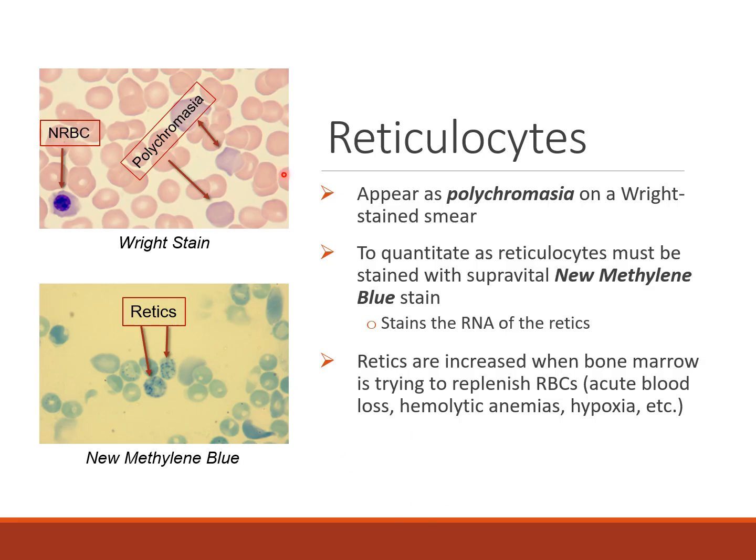We want to see polychromasia. We want to see reticulocytes, especially when there's an increased need. And we want to see some because it's a normal part of our circulation, just to indicate that we are replenishing the red cells that have been destroyed as a normal part of red cell senescence, if that makes any sense.